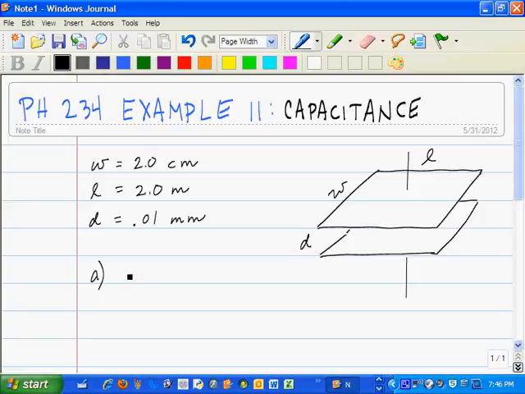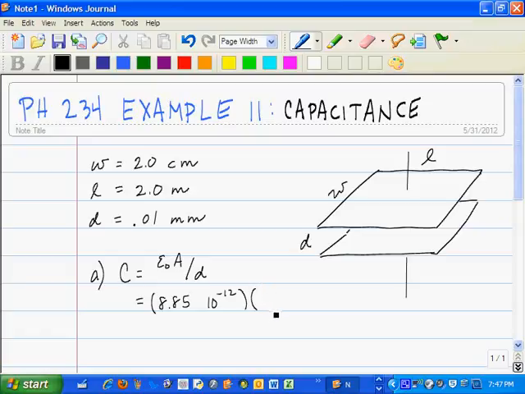So the capacitance is going to just depend on the geometry of the capacitor, and this was an expression that's derived in class: epsilon 0, which is a constant, times A divided by the separation distance d. Now epsilon 0 again is a constant. This is 8.85 times 10 to the minus 12. The area will be the length times the width. So let's just plug in those numbers.